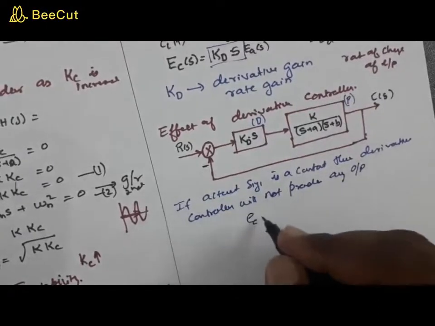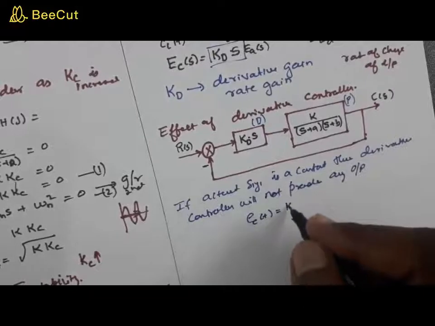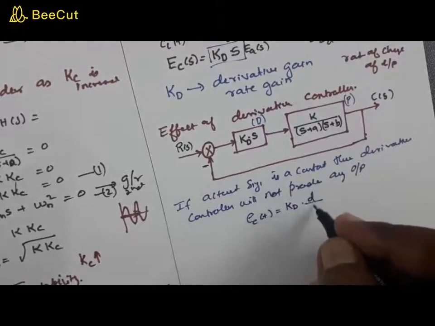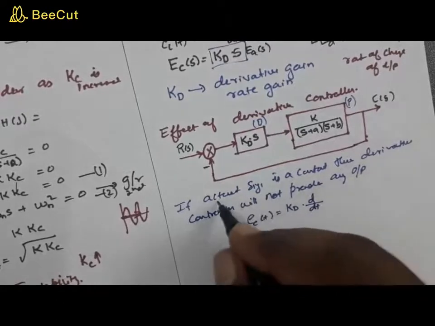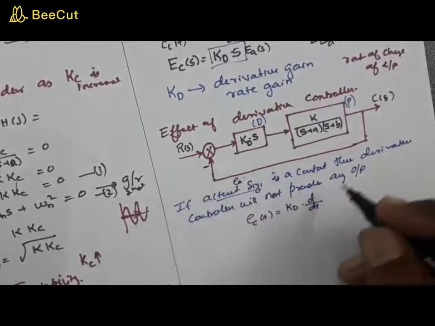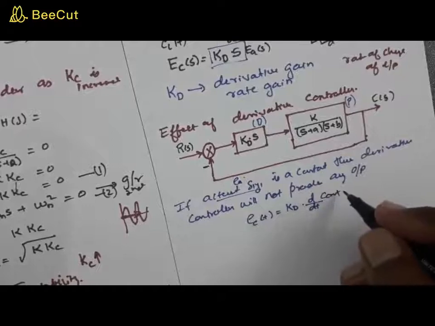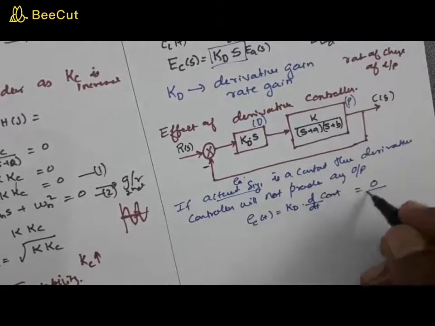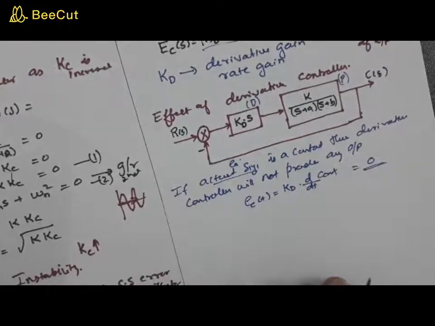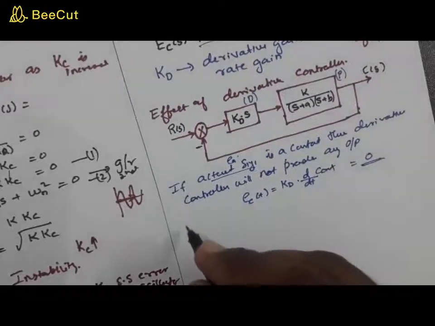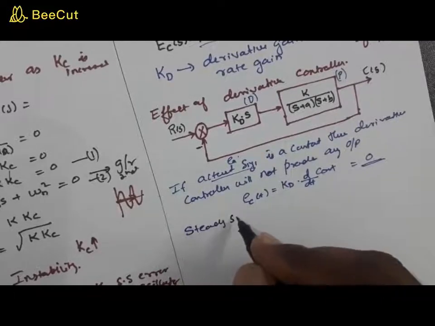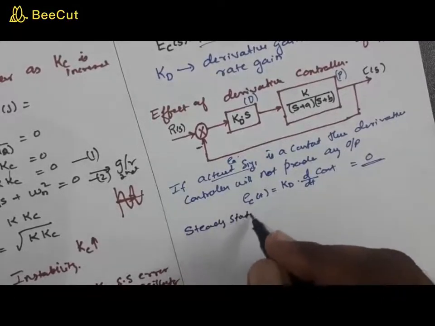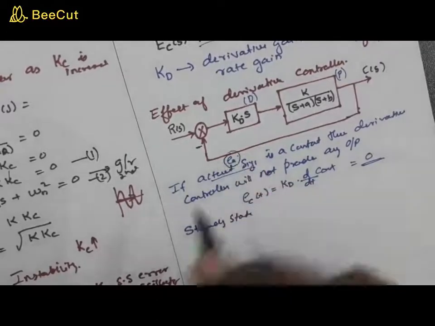The reason is Ec of t is equal to Kd into d by dt of Ea of t. If the actuating signal Ea of t is a constant, the derivative of a constant is equal to 0, so Ec of t will not be producing any output. So what happens at the steady state error? Once it reaches the steady state, Ea of t won't be changing.